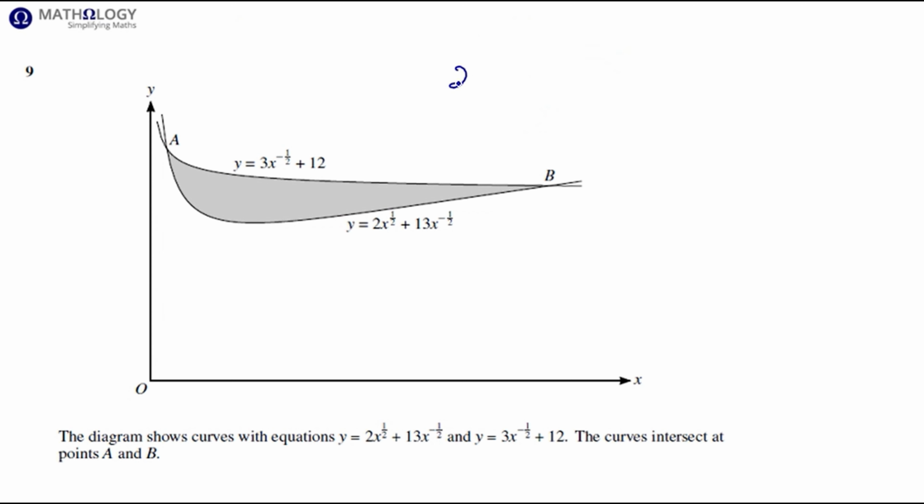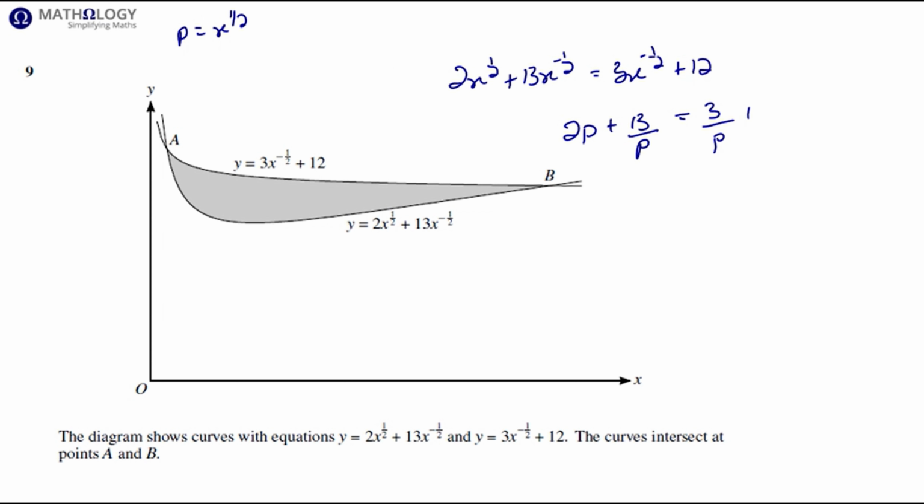So 2x to the half plus 13x to the minus a half equals 3x to the minus a half plus 12. You can use a substitution here if you like. It actually might be a little bit easier. If we let p equal x to the half, then we'll have 2p plus 13 divided by p equals 3 divided by p plus 12, and then multiply through by p. This just might be simpler than working with a fractional exponent.